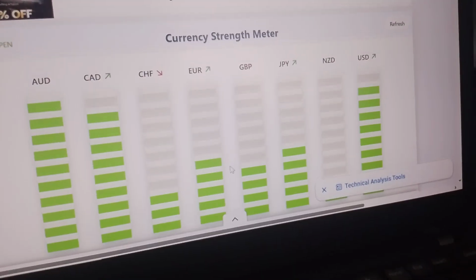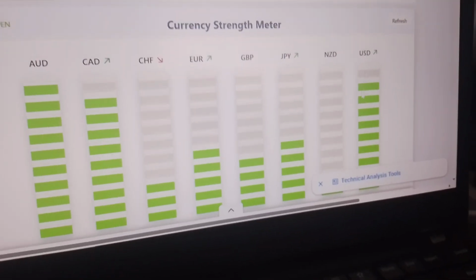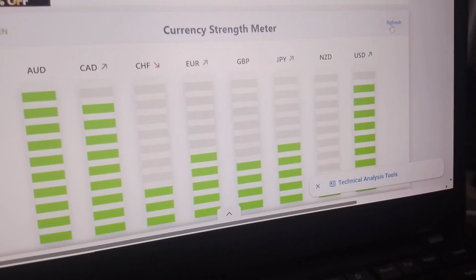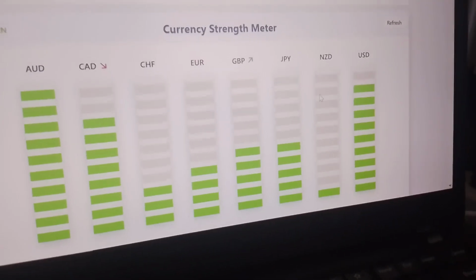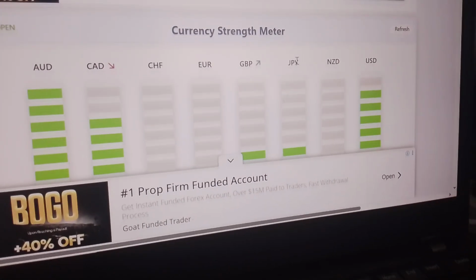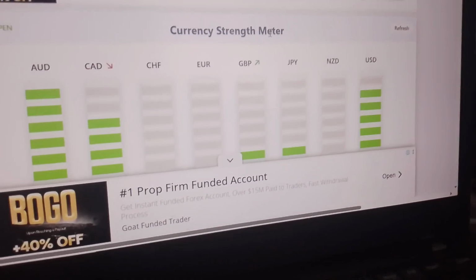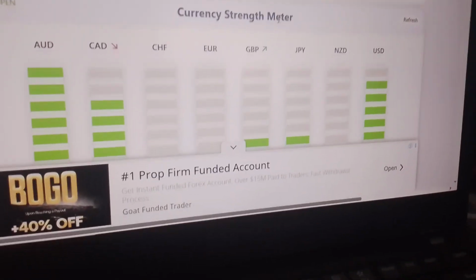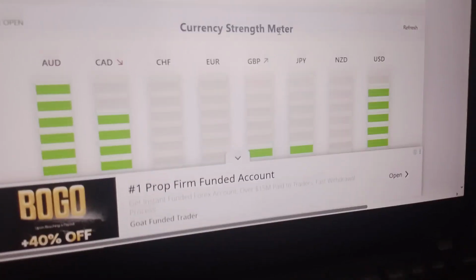As you can see here, USD is very strong. US dollar is very strong. That is why I'm selling gold, not buying gold, because gold is weak, by the way, and USD is very strong.